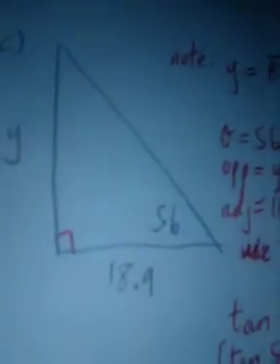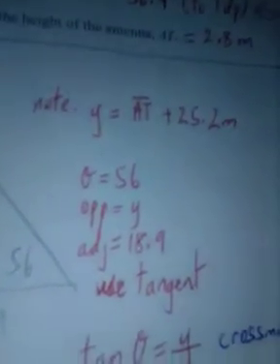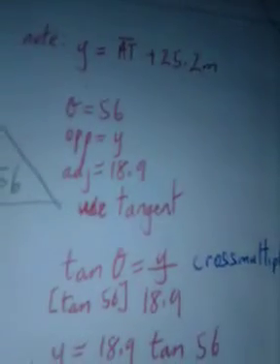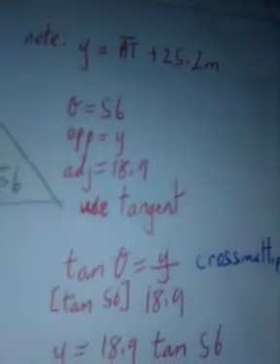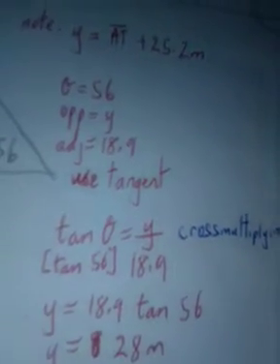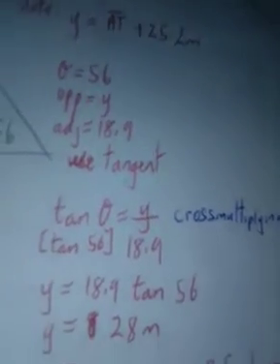See this? I'm going to call that side Y. I know this angle here is going to be 56 degrees. This whole angle is 56. And this side is going to be 18.9. So I have opposite and adjacent, so I'm going to use tangent again. So I get tan of 56 is equal to Y over 18.9. Cross multiplying, I get Y is equal to 18.9 tan 56.